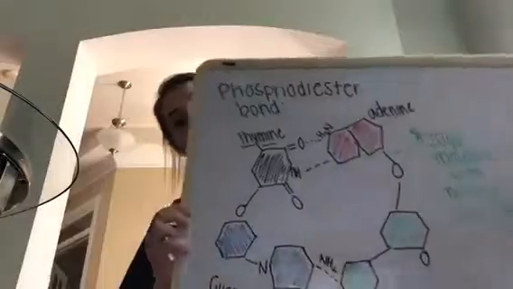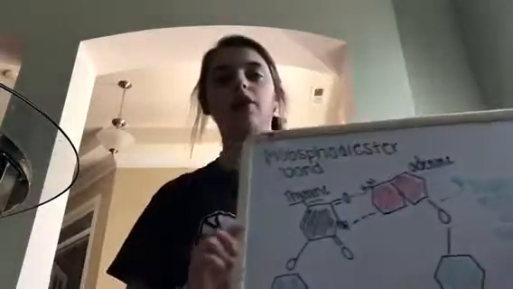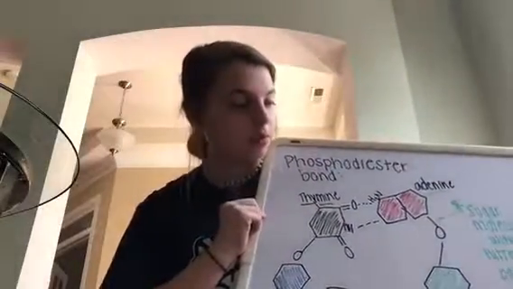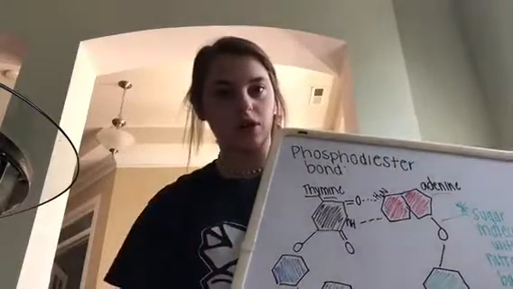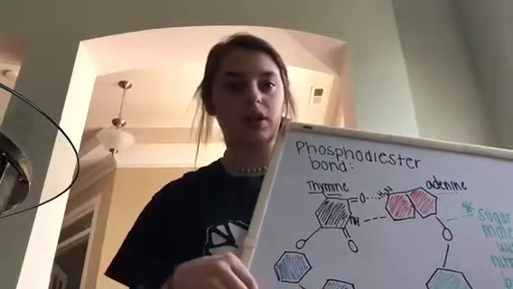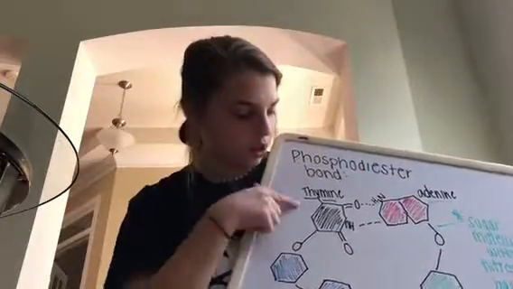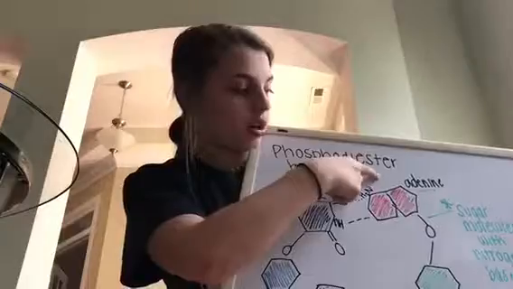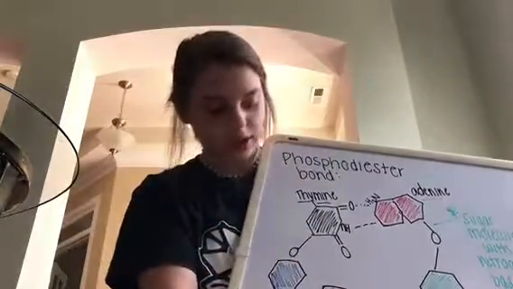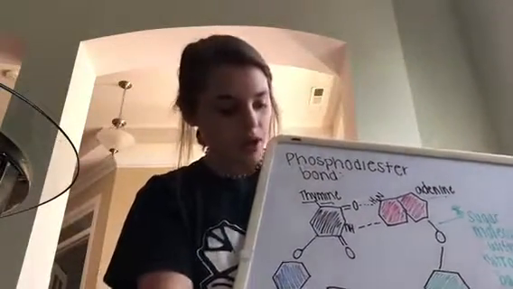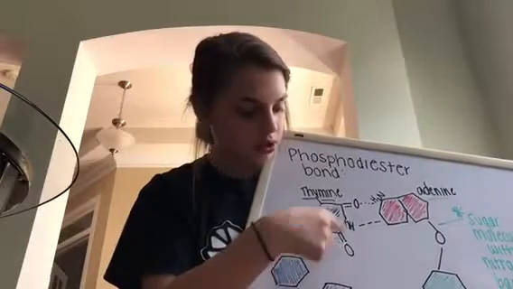Okay, so the next one that we're going to be talking about is the phosphodiester bond. And that just looks like this. They're like little hexagons, and basically they're all the sugar molecules that bond together within the DNA. So you have your thymine here, your adenine here, your cytosine here, and then your guanine here. And these are the oxygen, and there are the sugar molecules that just bond together.